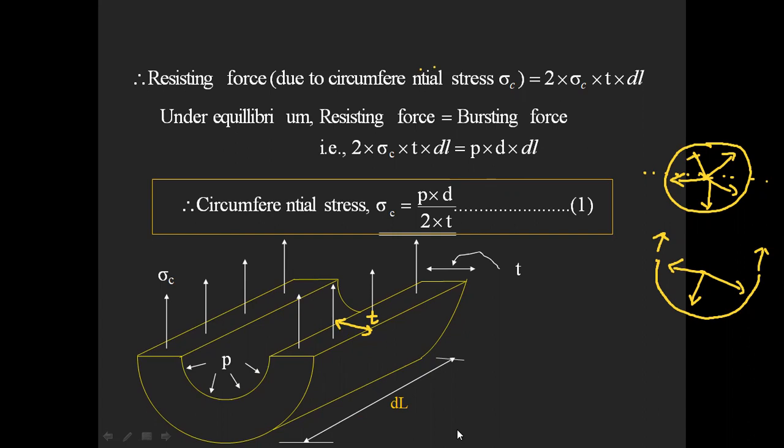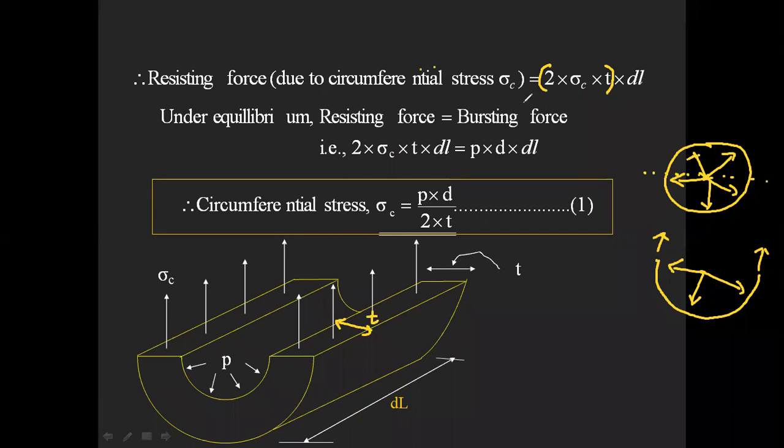Have you all understood? This is the portion which is going to be resisted with respect to the length of the member. In the earlier case we calculated the bursting force. To resist the bursting force, you have to calculate the resisting force with respect to its circumference, which is 2 into sigma C into T into DL.